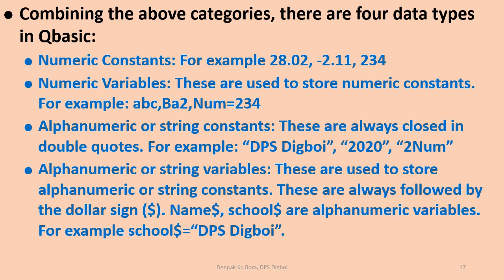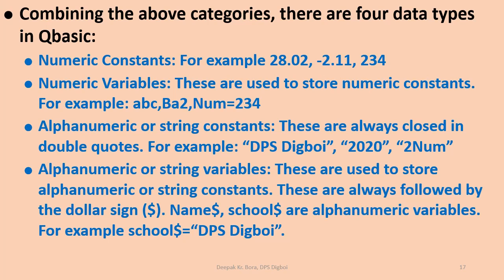Numeric variables. These are used to store numeric constants. For example, ABC, BA2, NUM. These are numeric variables, and here NUM = 234. It means that in NUM we are storing the value 234.